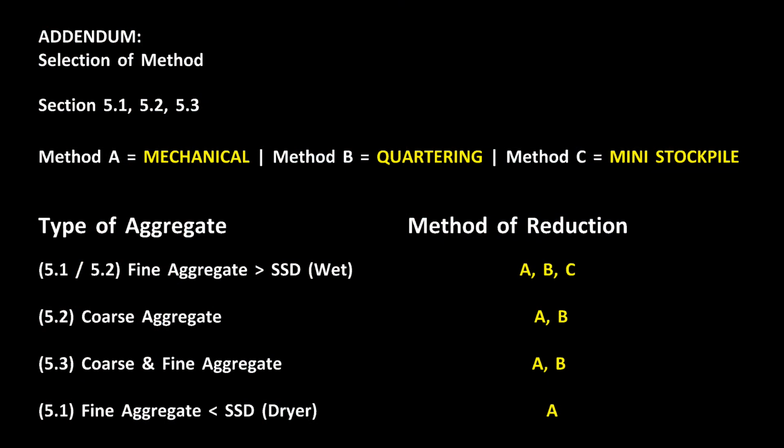Addendum for AASHTO R76. Selection of method. Method A, mechanical. Method B, quartering. Method C, mini stockpile. Type of aggregate. For fine aggregate greater than SSD or wet, method of reduction is A, B, or C, mechanical, quartering, or mini stockpile. For coarse aggregate, it is A and B, mechanical and quartering. For coarse and fine aggregate, A and B, mechanical or quartering. And for fine aggregate drier than SSD, method A, mechanical only.